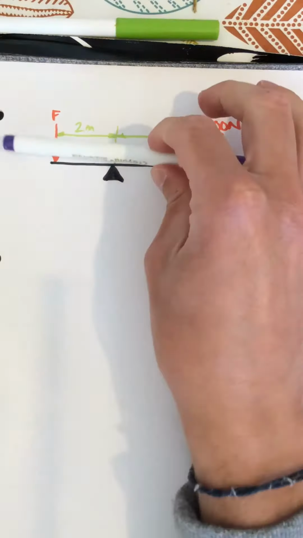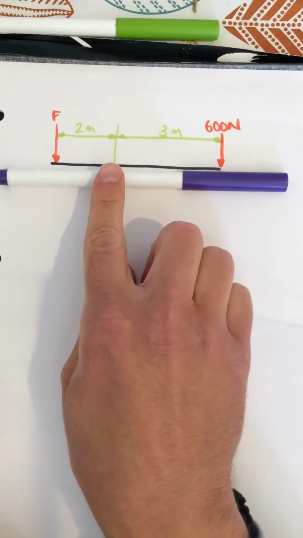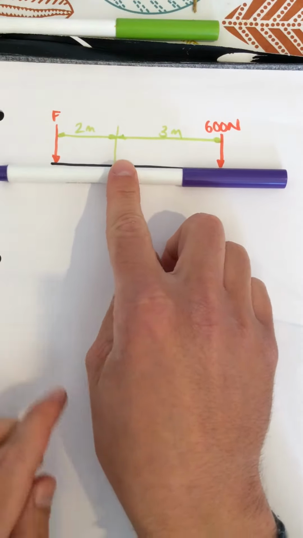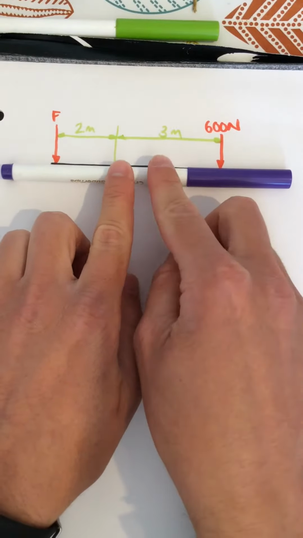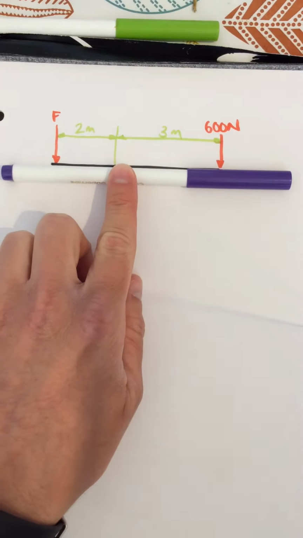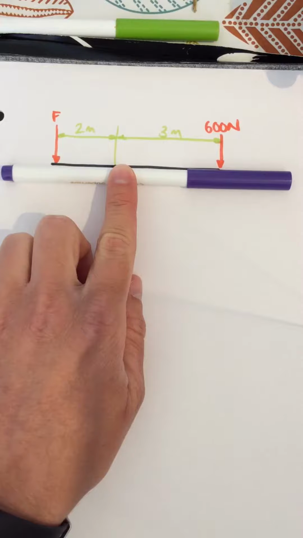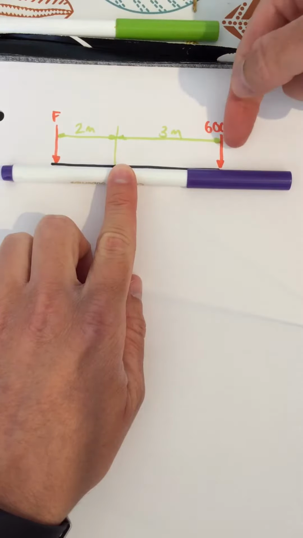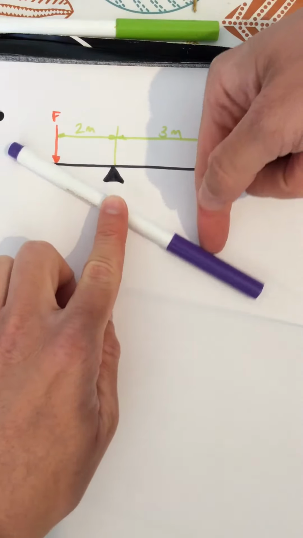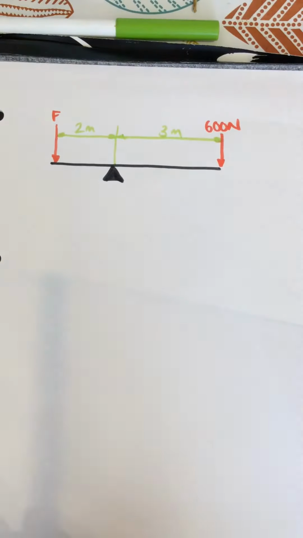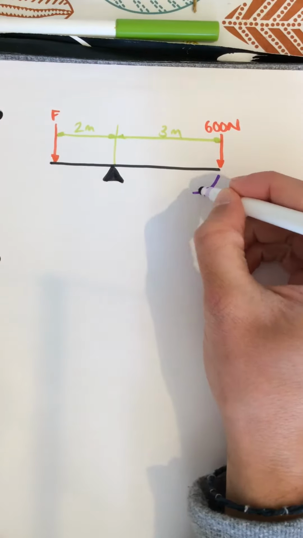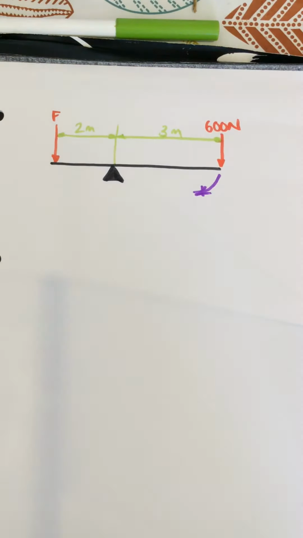So to do that, I'm going to place my pen along the beam like this, and I'm going to hold it at the pivot point, and I'm going to push down in the direction of the forces to figure out which way the beam is going to turn. So push down this one, and the beam turns clockwise. So I'm going to stick a little arrow in there to show that the beam turns clockwise.